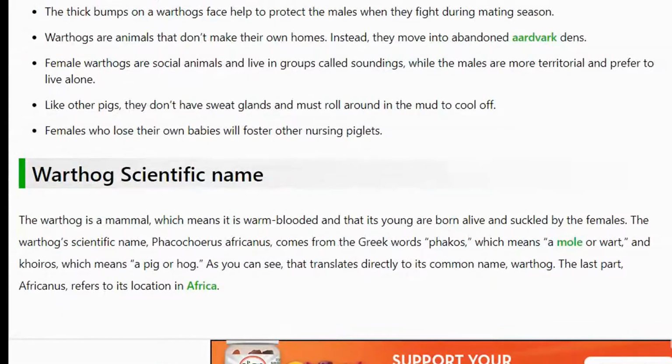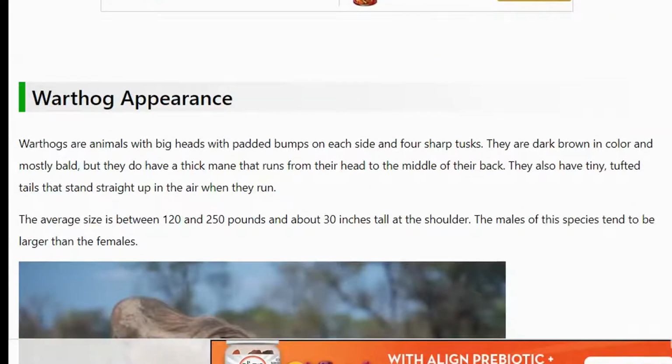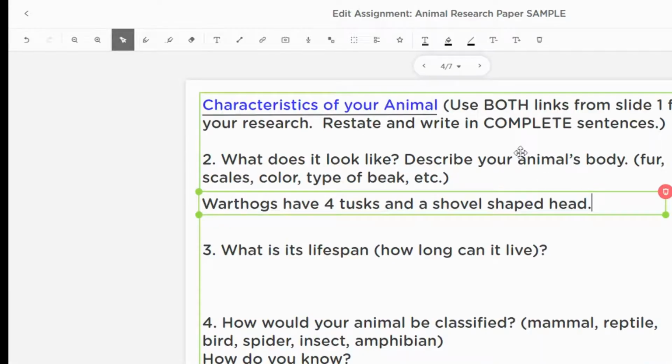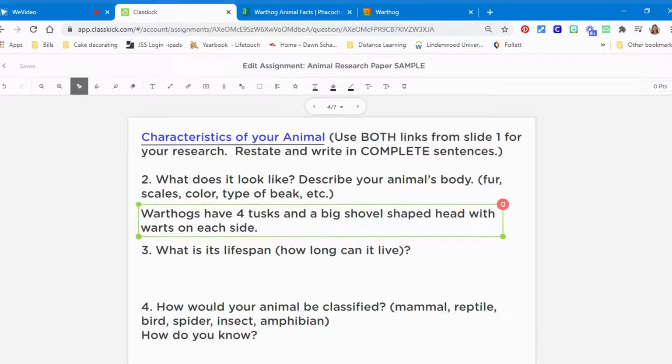So I'm looking for something that might tell me about what it looks like. And here it says warthog appearance. That's what it looks like. So I'm going to read that part. Warthogs are animals with big heads with padded bumps on each side. So I'm going to add that part to it. I already said it had a shovel-shaped head, so I'm going to add big shovel-shaped head with warts on each side.